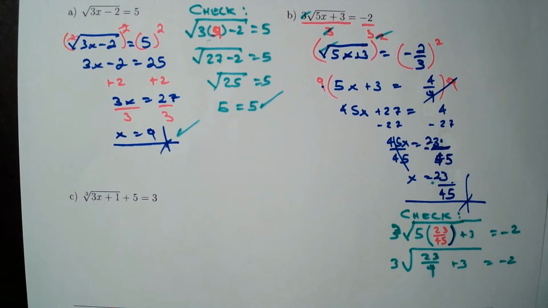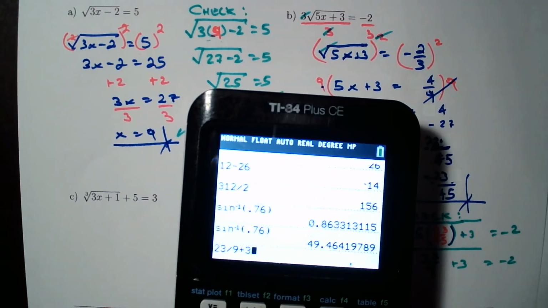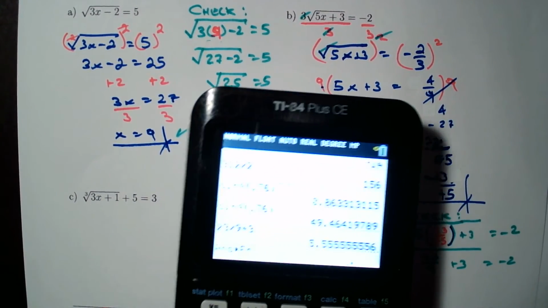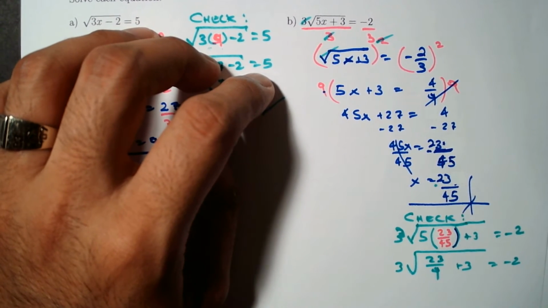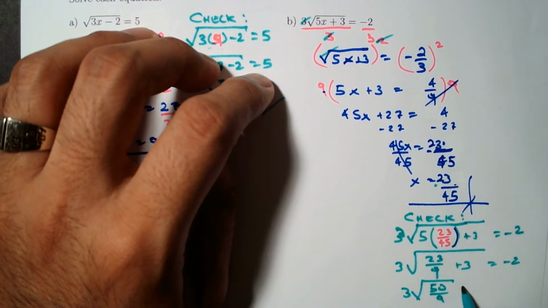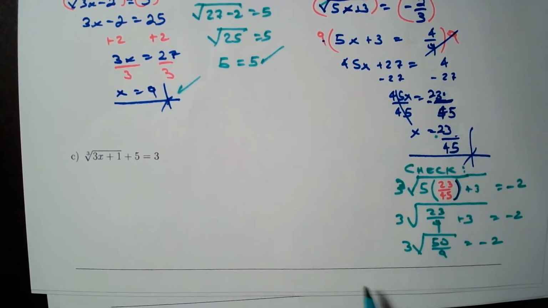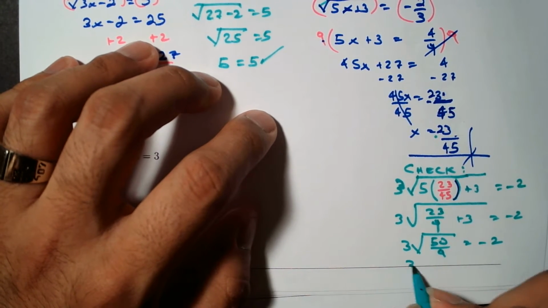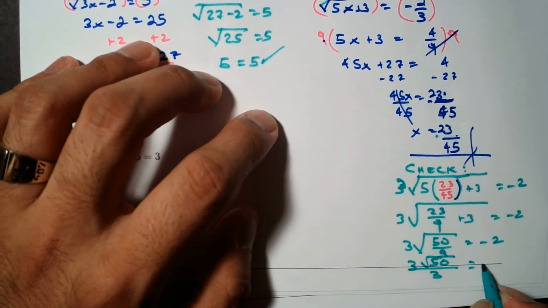Well, if we look at this, 23 over 9 plus 3, that's 50 over 9. So that's 3 times the square root of 50 over 9, and in this case it equals negative 2. The root of 9 goes outside as a 3 in the denominator, so 3 root of 50 over 3 equals negative 2.